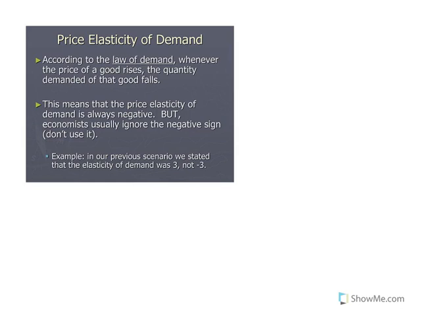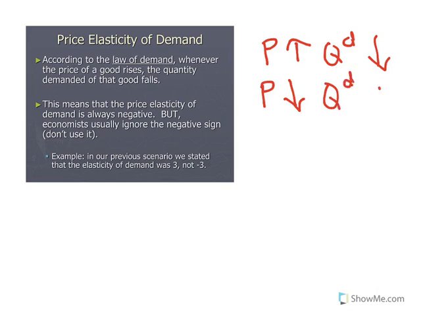Remember that when we covered chapter 3, we talked about the law of demand. And the law of demand basically told us that if the price of a good increased, the quantity demanded was going to decrease, and vice versa. If the price of a good decreased, the quantity demanded was going to increase, right? So we see that there's this inverse relationship between price and quantity. Now our formula for elasticity of demand is percent change in quantity demanded divided by percent change in price.